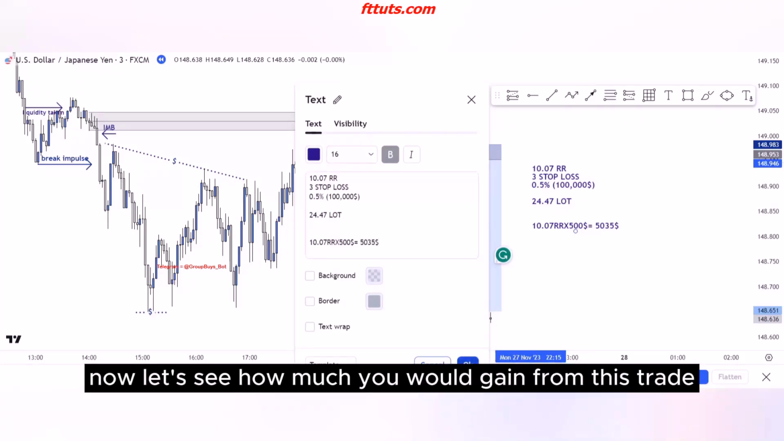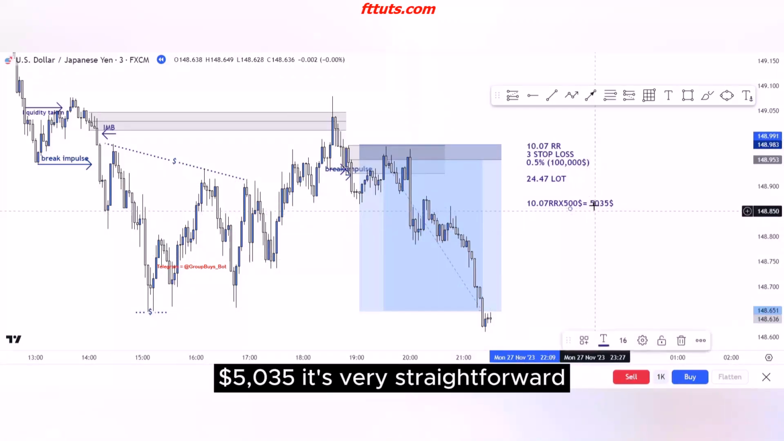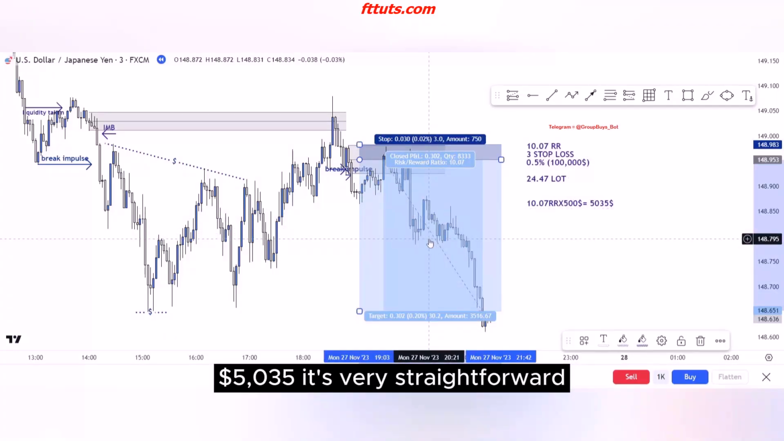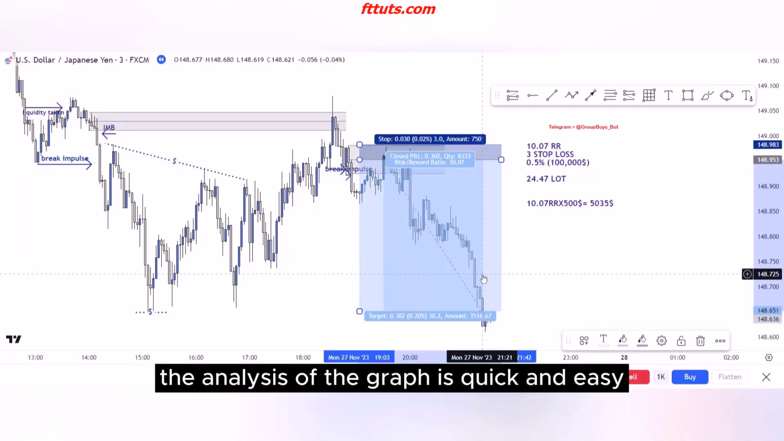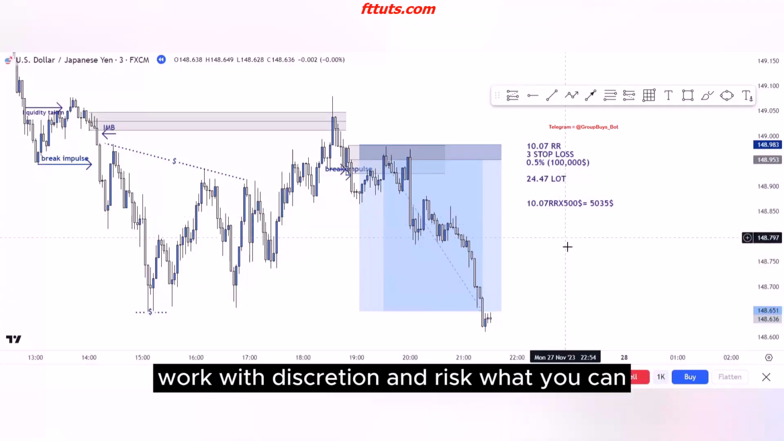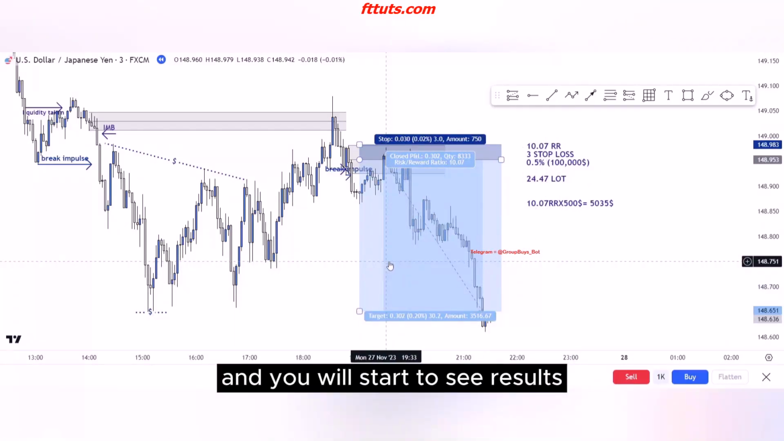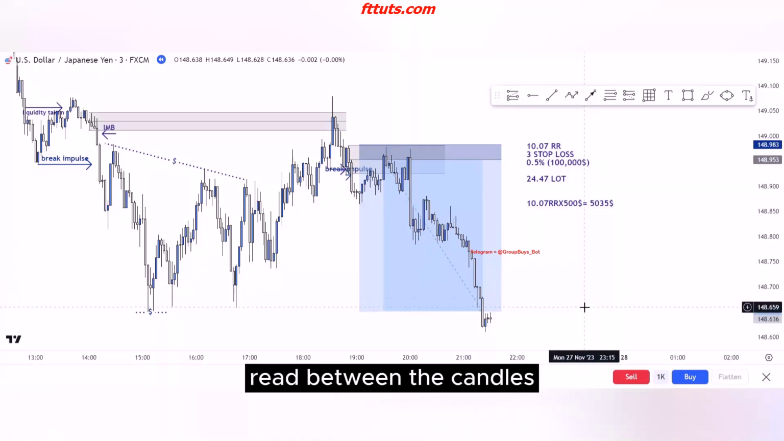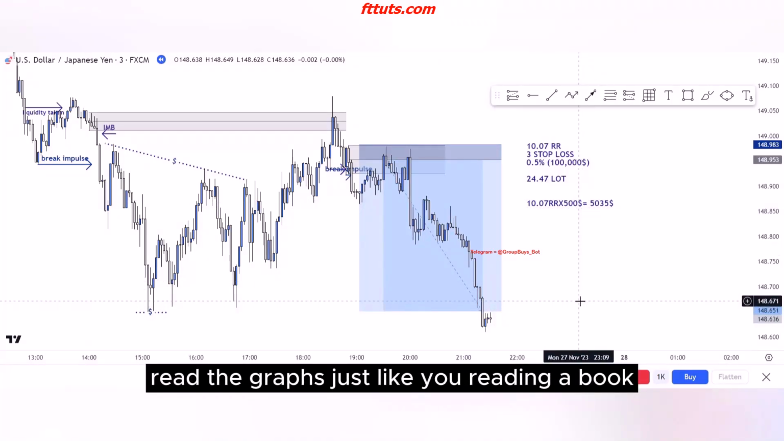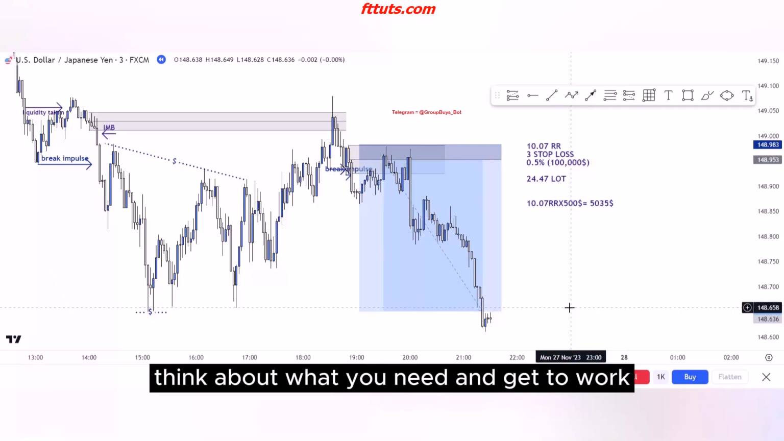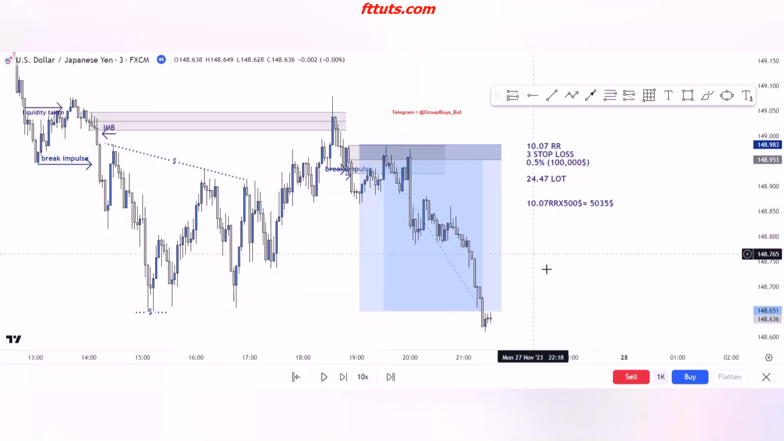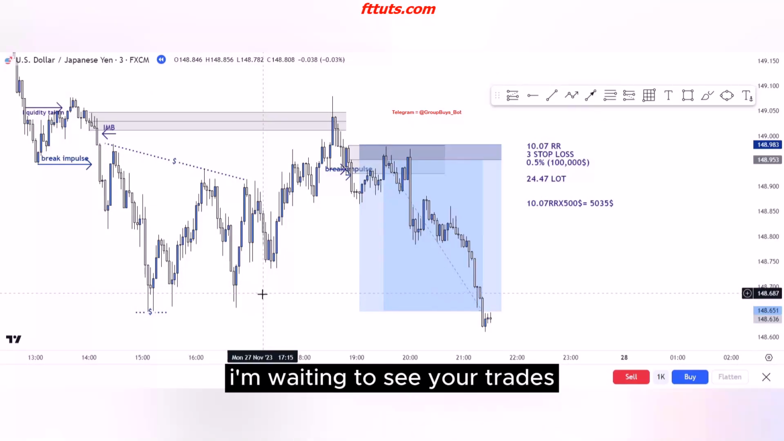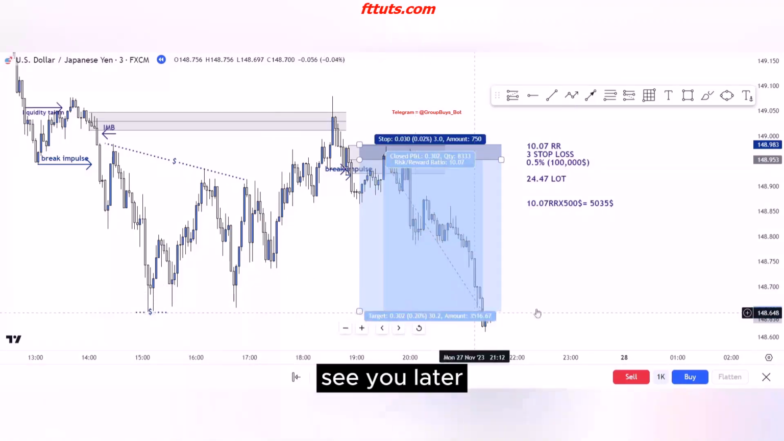Now let's see how much we would gain from this trade. $5,035. It's very straightforward. The analysis of the graph is quick and easy. Work according to the rules, work with discretion, and risk what you can, and you will start to see results. Be consistent and trust the process. Read between the candles, read the graphs just like you read in a book. Look at the data, think about what you need, and get to work. I'm waiting to see your trades. That's it for now. See you later.